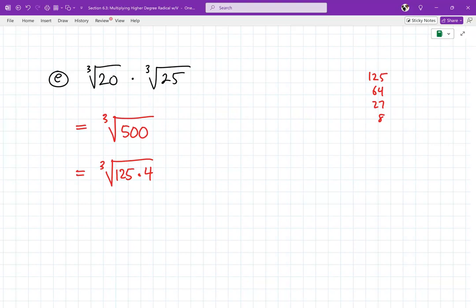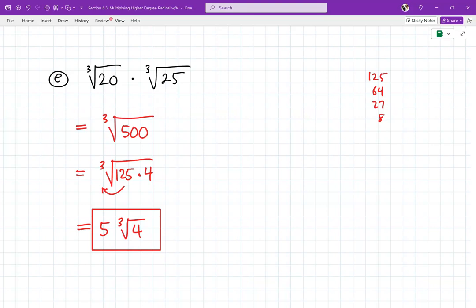What's the cubed root of 125? See if anybody remembers. What times what times what is 125? It's 5, yeah. So 5 cubed root of 4. And I'm done.